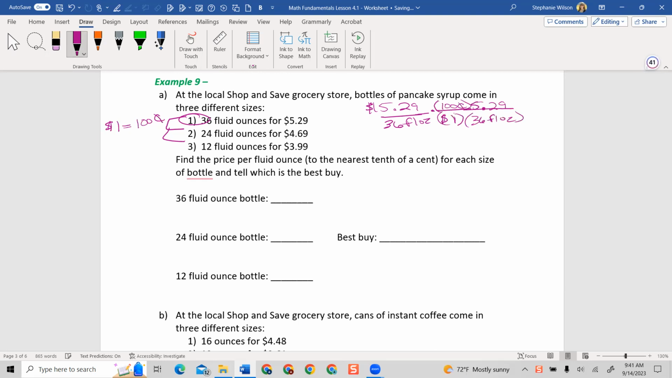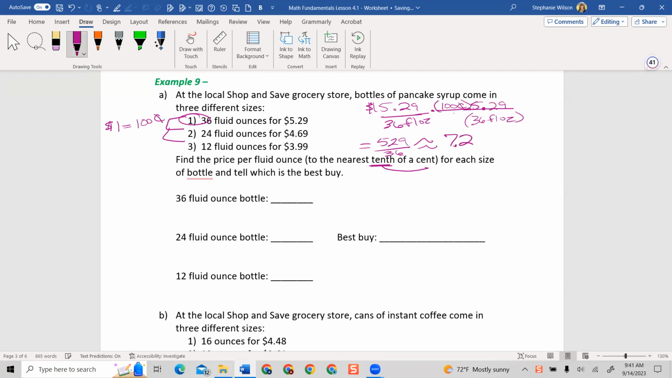All right, now that I've done this, I noticed the dollar sign went away, right? Because I multiplied, I divided, I replaced it. So since I replaced the dollar sign with the 100 pennies, I don't need it in the denominator because I was able to reduce it out. All right, now I got 100 times that 5.29 gives me 529 over 36 cents per fluid ounce. So we're going to take that 529, divide it by 36, and I'm going to round to the nearest cent. And they said nearest tenths of a cent.